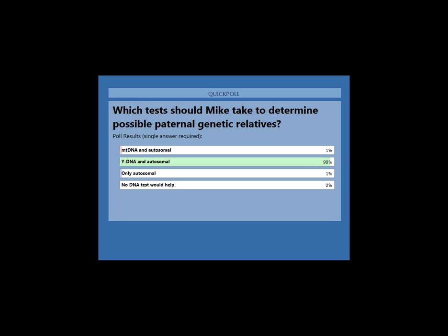All right, and we have our answers. 1% say mtDNA and autosomal, 98% say Y-DNA and autosomal, 1% only autosomal, and 0 say no DNA tests. 98% of you are correct. That is the right answer. Y-DNA, like the case of my mother's cousin Ed, is helpful in solving the paternity of a male, and autosomal can be very helpful for finding close relatives to figure out exactly what family his dad belonged to. Well done.